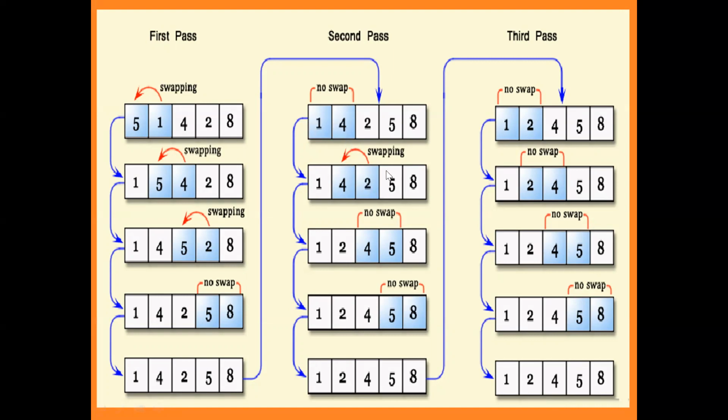Now move to the next position. Now 4 will be compared with 2. 4 is greater than 2, so swap these two numbers. So after swapping, we get 2, 4. Now move to the next position. 4 is compared with 5. 4 is less than 5. If the current element is less than the next element, no need to swap. So move to the next position.